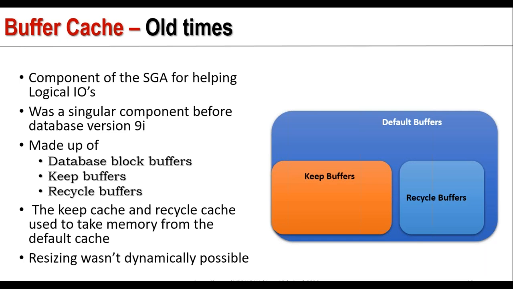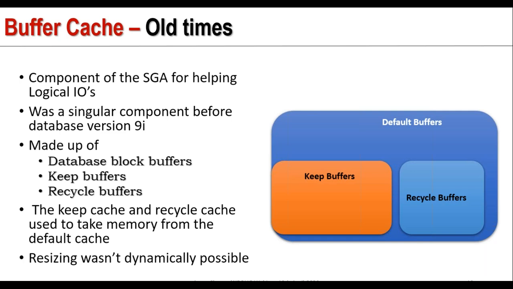So there was one buffer cache, which also gave the size to keep and recycle. The standard cache was your database buffer cache, and that was used for data access all the time. Then we had the keep cache, which was used to store the data for a longer period of time, and the recycle cache, which was available to throw away the data as soon as it was not required. Now, this was static.